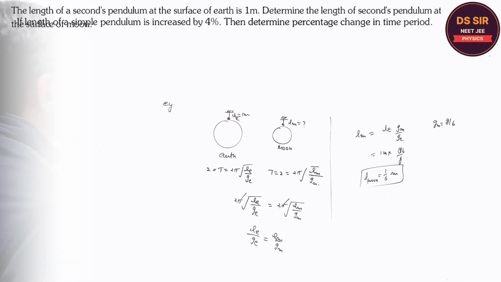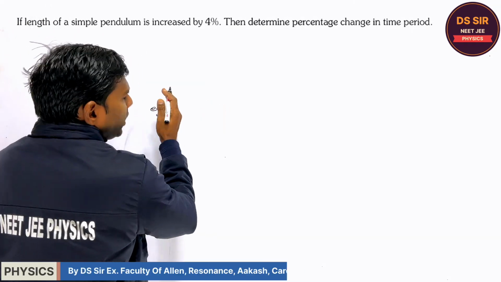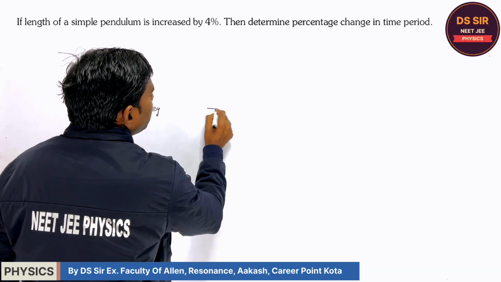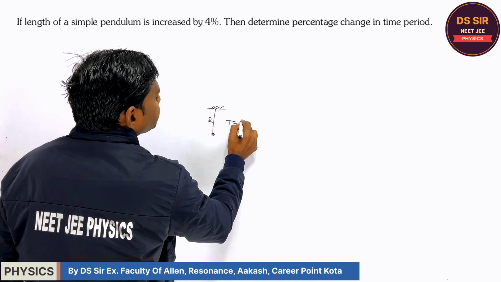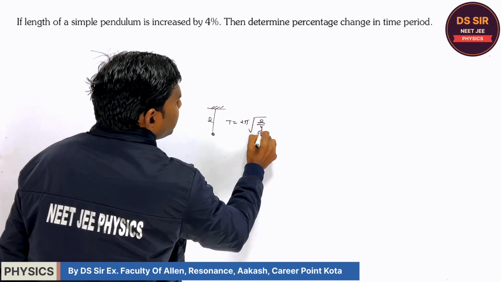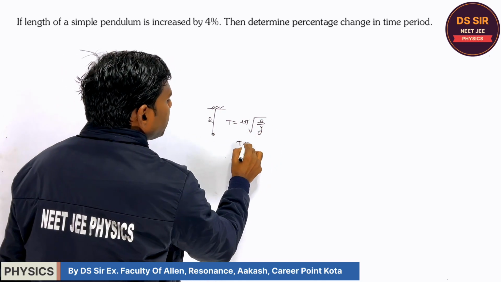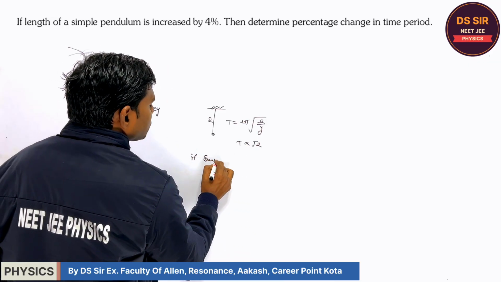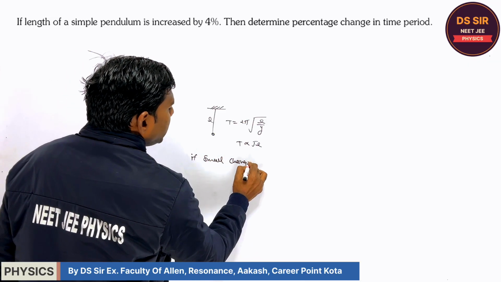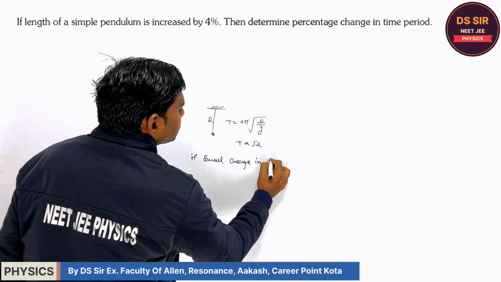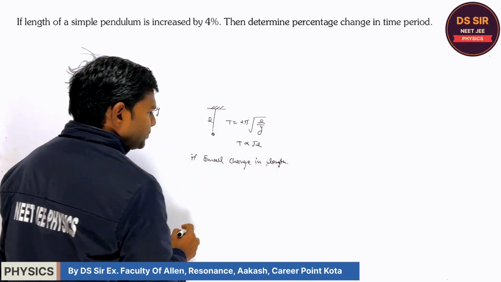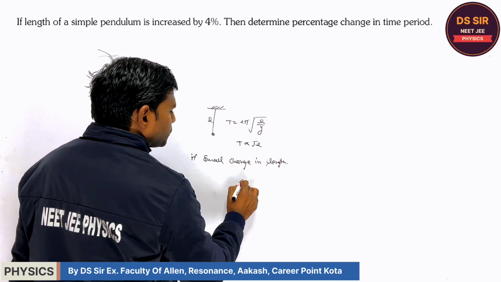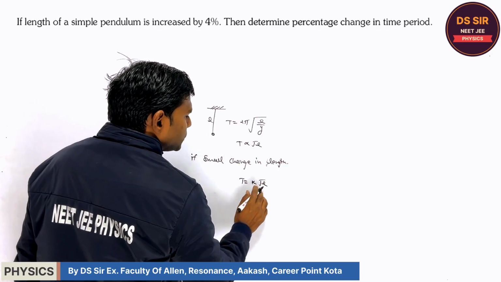Copy this. So read this question. In this question, the length is changed by 4%. The time period of the simple pendulum depends upon what? It depends upon the length. Are you getting or not? T is proportional to root L, right? If a small change is there, a small change in length, then if you remember, T is equal to K root L.